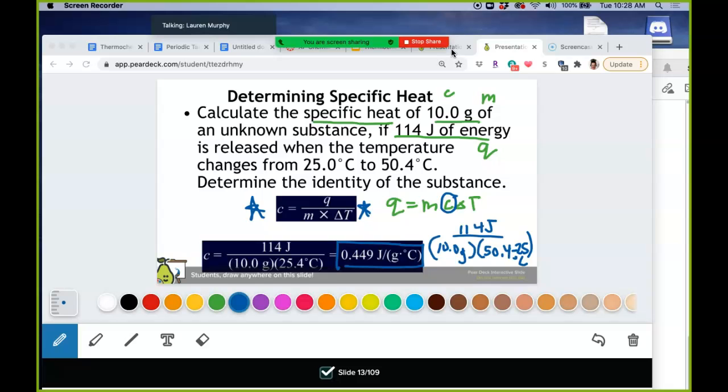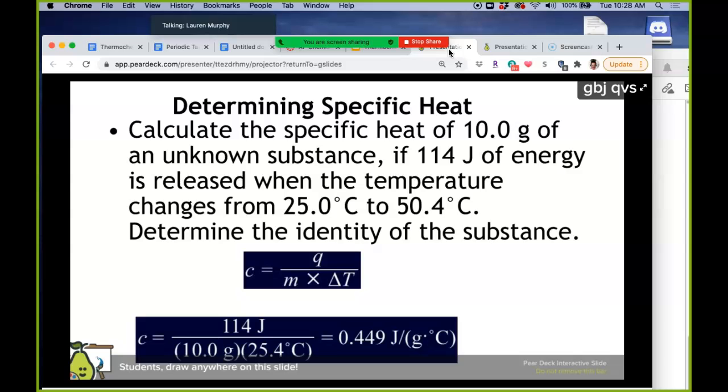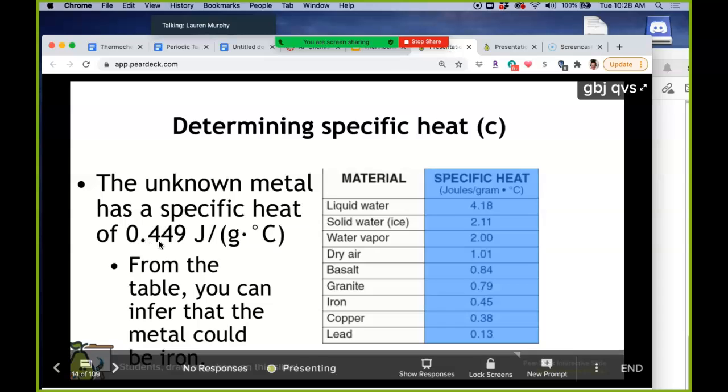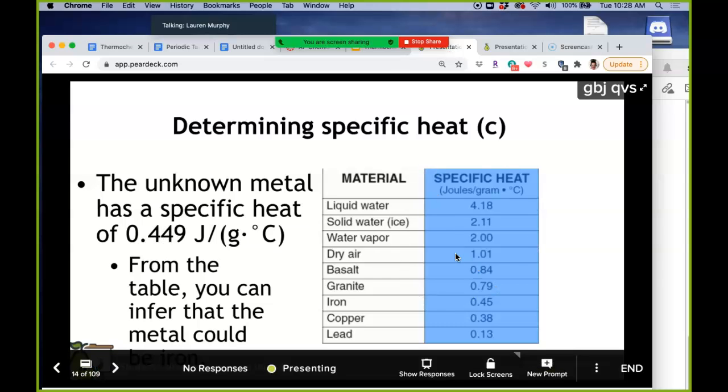So what could happen now, if you do this calculation for specific heat, is I could give you a table full of a bunch of specific heats and I say, well, based on your calculations, who do you think this substance is? And so 0.449, we would look at this table. 0.449 is definitely the closest to iron, so this substance, based on our calculation, is likely to be iron because that is the specific heat for iron. Questions?